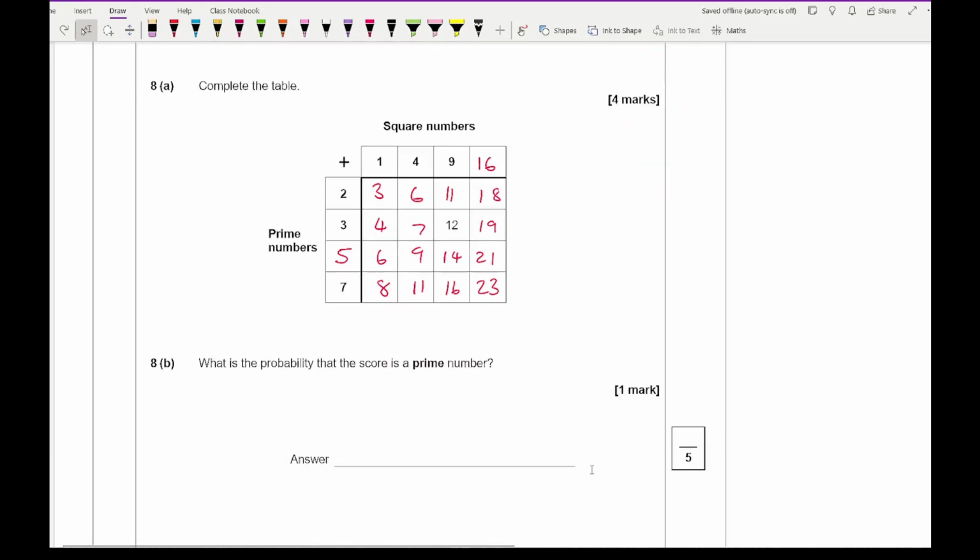Then for 8b, it says what is the probability that the score is a prime number? So prime numbers, well, that's going to be 3, 7, 19, 11, and it's going to be 11 and 23. So here we've got a total of 6 out of 16, and then if we simplify that fraction, we get 3 over 8. But I would say if you left your answer as 6 over 16, then that would be fine. If a question does not ask you to simplify your fraction, then you will get full marks for not simplifying your fraction. Only when it asks you to simplify your answer will you need to simplify when it comes to probability.